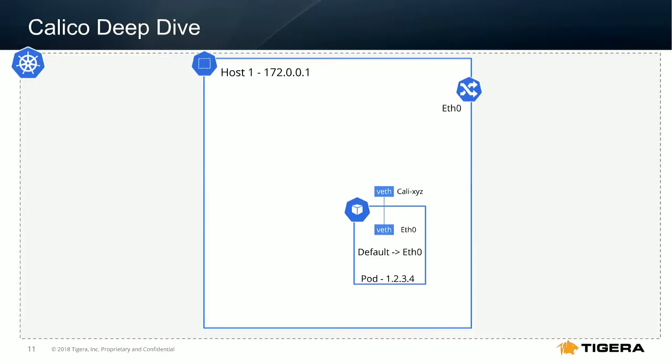So once that basic plumbing is set up, we can create a route on that host. Basically any traffic that needs to go to 1.2.3.4 is going to get pushed through the Kali interface and into the pod. So this is basic routing to the pod from the host.